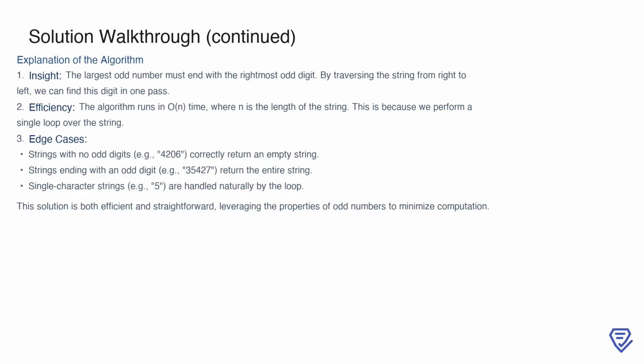odd digit. By iterating over the string from right to left, we ensure that we find this digit in a single pass. The time complexity of the solution is O(n), where n is the length of the string, as we only loop through the string once.